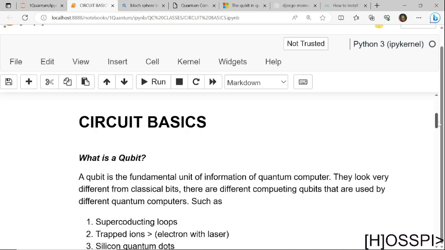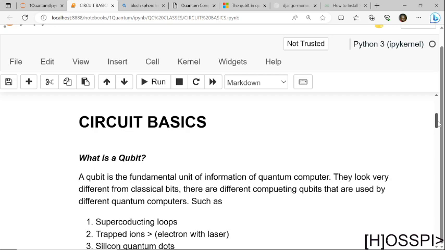A qubit is the fundamental unit of information of a quantum computer. They look very different from classical bits. In physics, we have classical and quantum magnetism. Now, the present computer age deals with the classical bit, which is only 0 and 1. But the qubit is the fundamental unit of quantum computing, as the bit is the fundamental unit of classical computing.